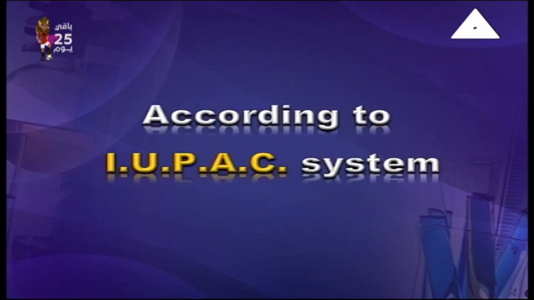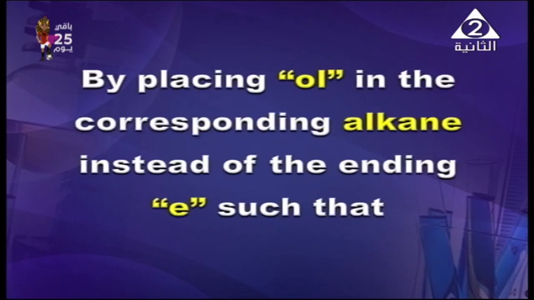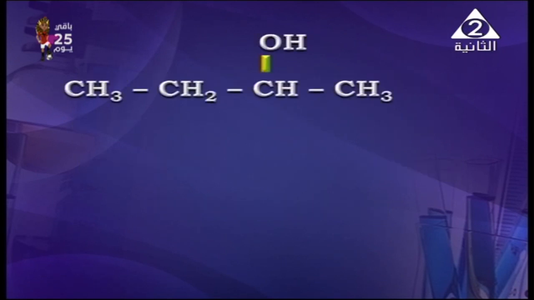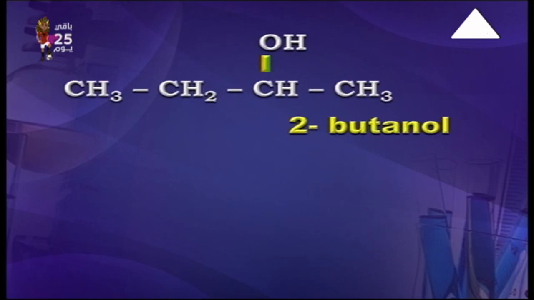According to the IUPAC system, we place the OL suffix on the corresponding alkane instead of the ending E. For example, take this CH3CH2CHOHCH3 molecule. As for the name of the alkane, the longest continuous chain has 4 carbon atoms, so it will be butane. Replacing E by OL gives butanol, and the hydroxyl group is at carbon number 2, so it will be 2-butanol.